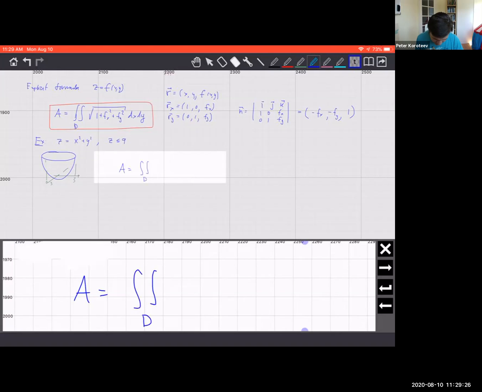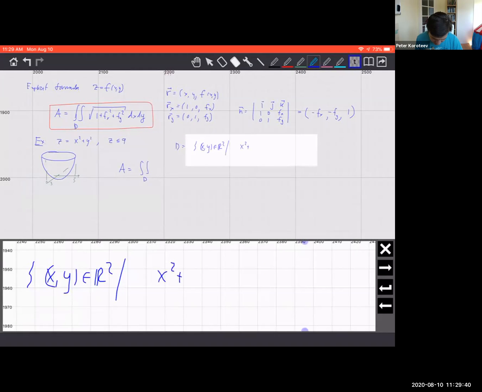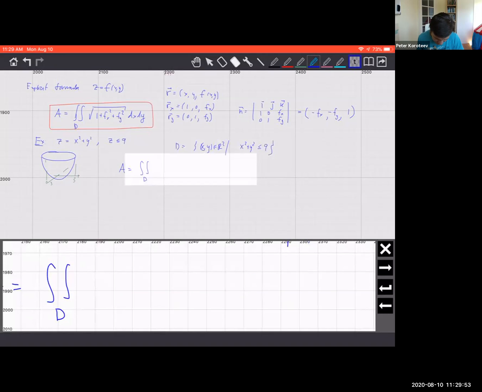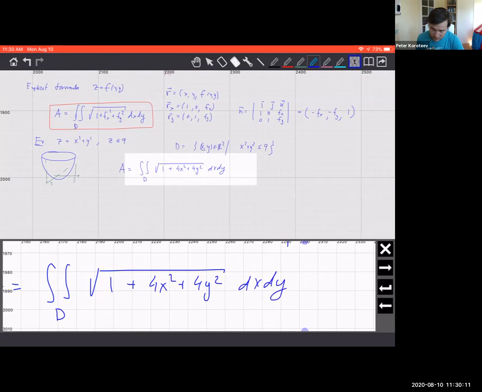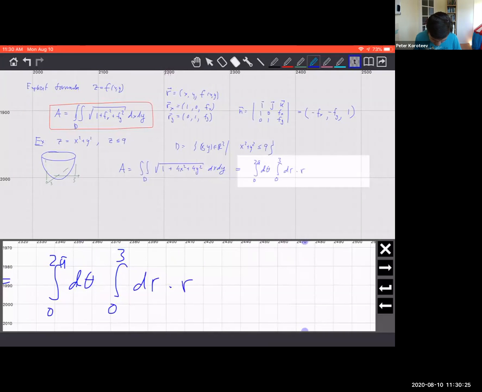So the area will be equal to the double integral over D, where D is a disk, the set of points in the plane so that x squared plus y squared is at most 9. So it's a disk centered at the origin with radius 3. We integrate the square root of 1 plus 4x squared plus 4y squared dx dy, just looking at the formula above. Then we switch to polar coordinates: the integral from 0 to 2 pi d theta, and the integral from 0 to 3 dr. Remember there's this Jacobian, which is equal to r, times the square root of 1 plus 4r squared.